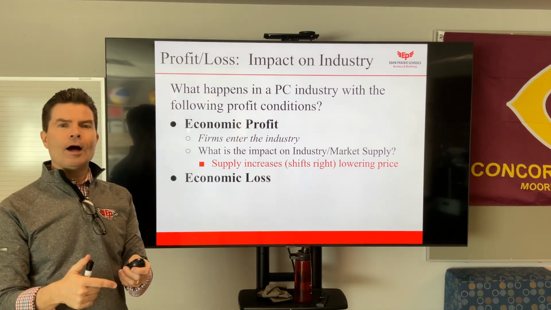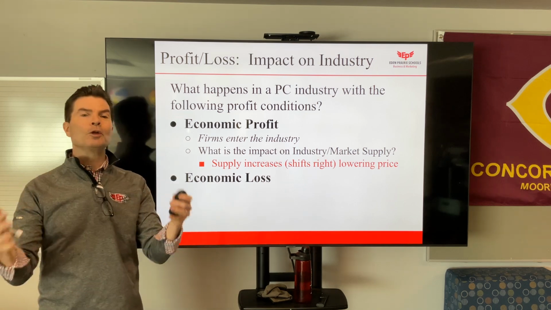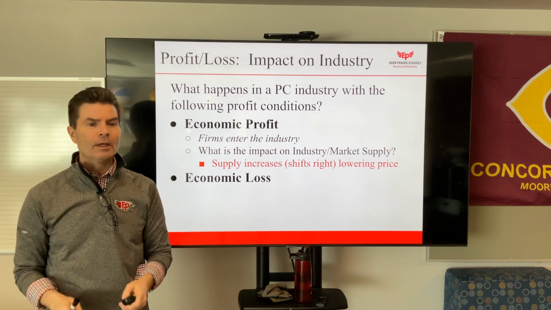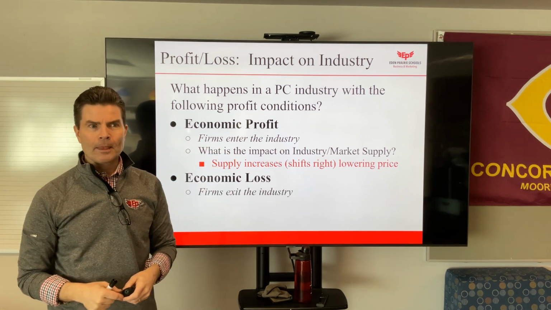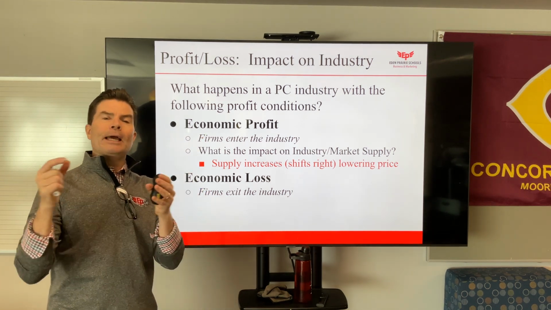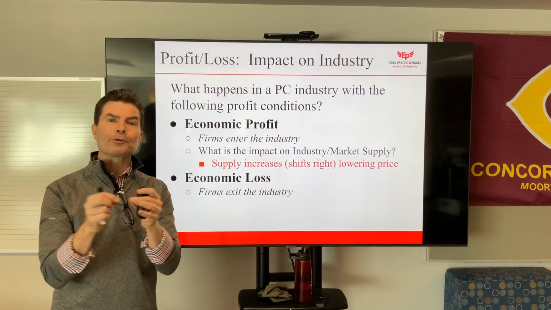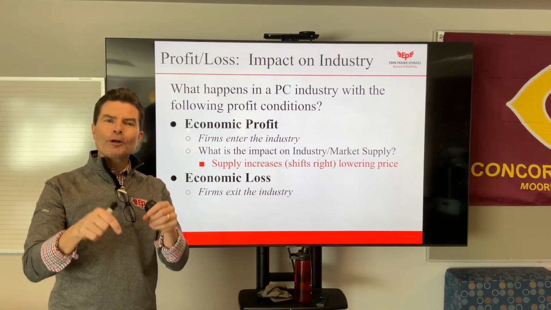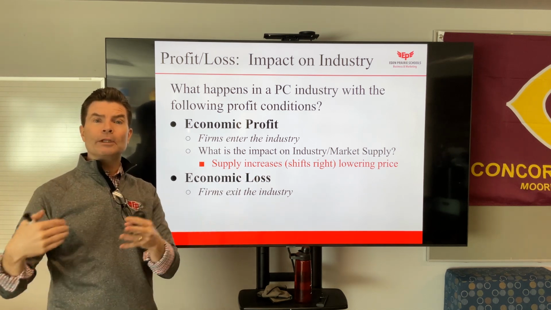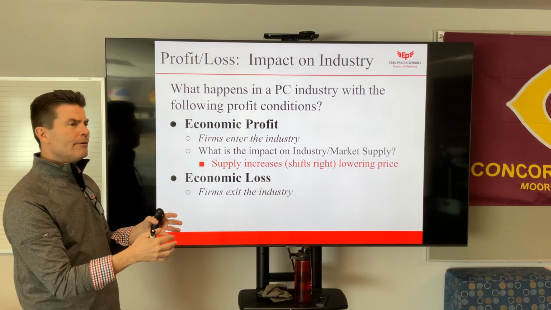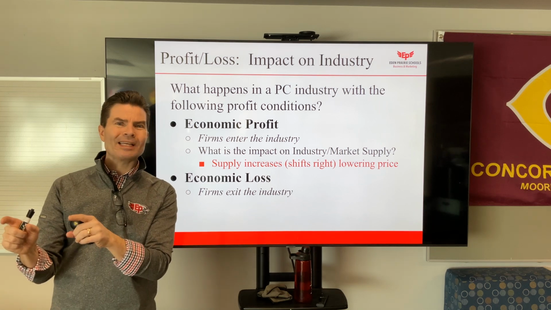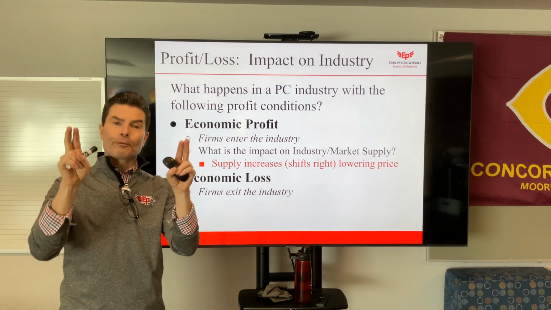Well, what happens if you have an economic loss? If every single firm in your industry is actually losing money, it means that some firms in that industry are going to exit the industry. Now, we have to go back to the characteristics of perfect competition. There was one characteristic that talked about free entry or free exit. In perfect competition, there are no barriers to entry or exit, which means there's nothing really preventing firms from coming in or leaving. And so if you end up having a profit or a loss, firms will enter and exit the industry seamlessly. It's free entry or free exit.